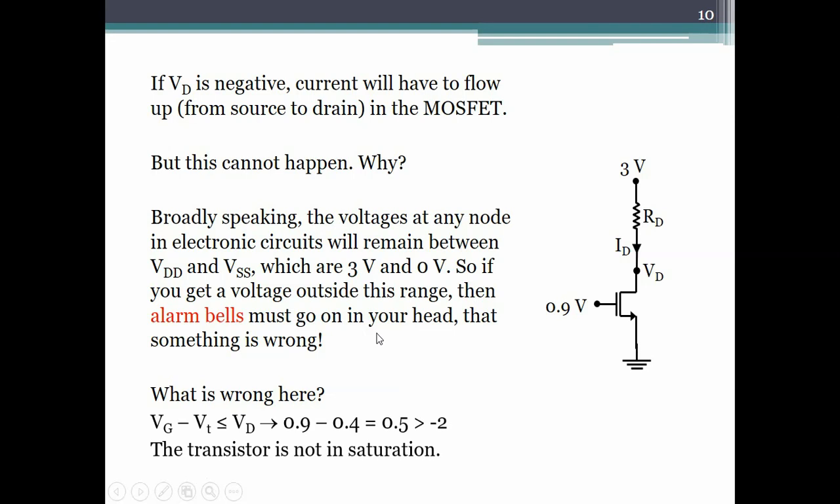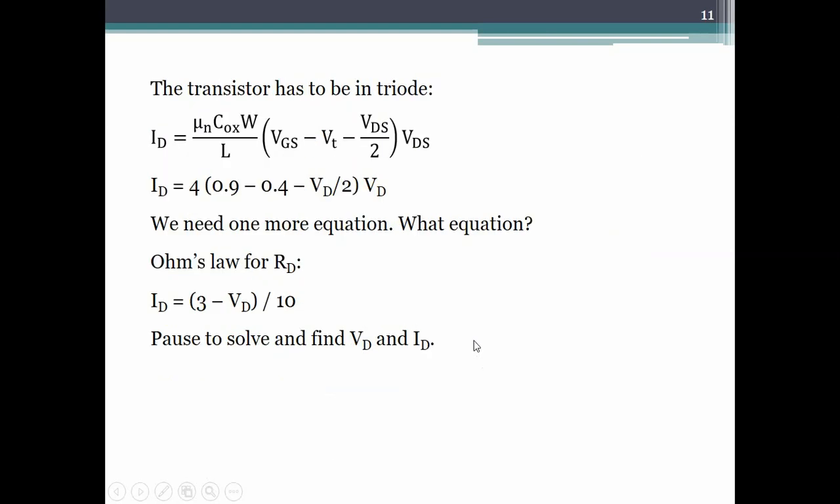Here of course what is happening is that the transistor has gone out of saturation. If the drain voltage is minus 2 volts, Vg minus Vt is 0.5, the drain voltage is lower than Vg minus Vt. So our assumption of saturation was wrong. We say, okay, the assumption is wrong. We must solve the circuit in triode. So we write the triode region equation.